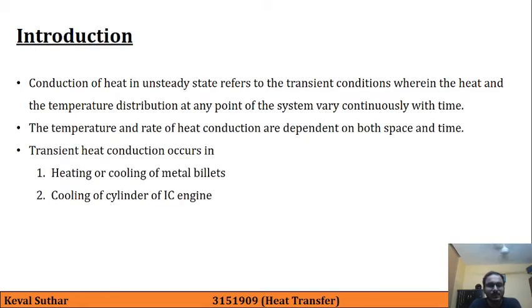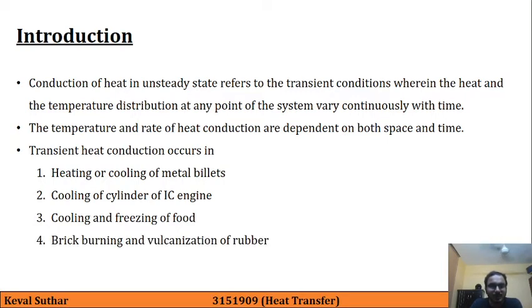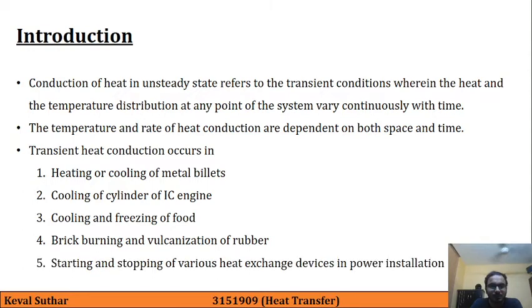Second is cooling of cylinder of IC engine. Third is cooling and freezing of food. And fourth is brick burning and vulcanization of rubber. And fifth is starting and stopping of various heat exchange devices in power installation. So these are some examples of transient heat conductions.